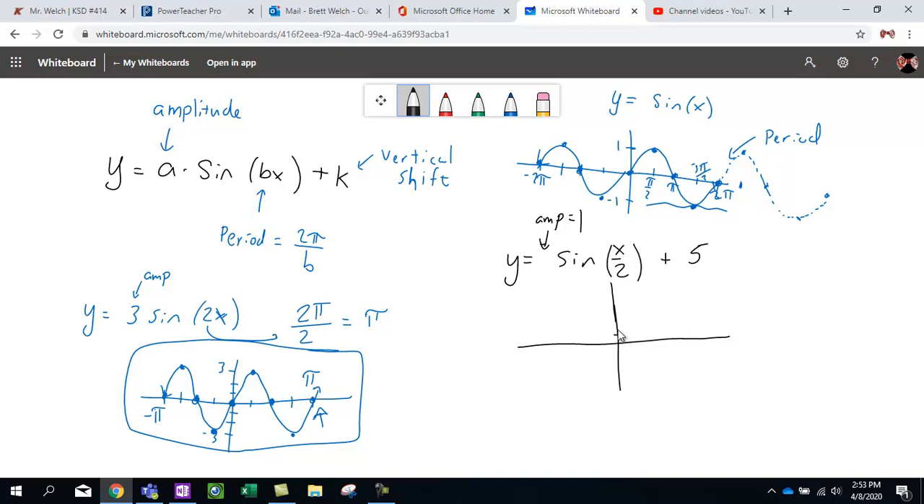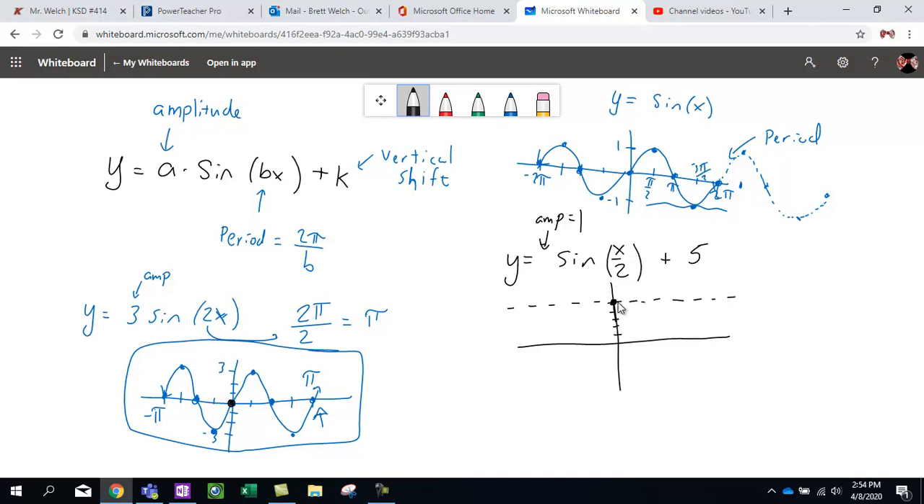So I'm actually going to go 1, 2, 3, 4, 5 to my vertical shift, and I'm going to draw a horizontal dotted line. It's not an asymptote. We're going to call this a midline or a center line. Everything is centered around that mark. So instead of being centered here at 0, 0, I'm going to be centered at 0, 5. Okay, so you can kind of see that dot there.